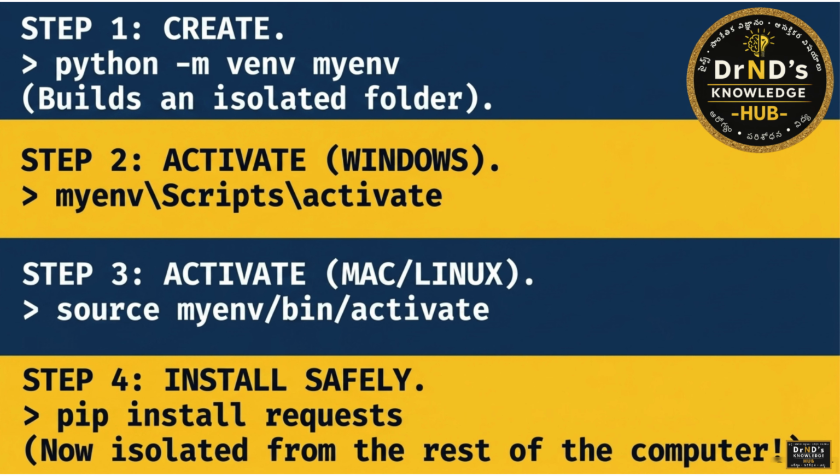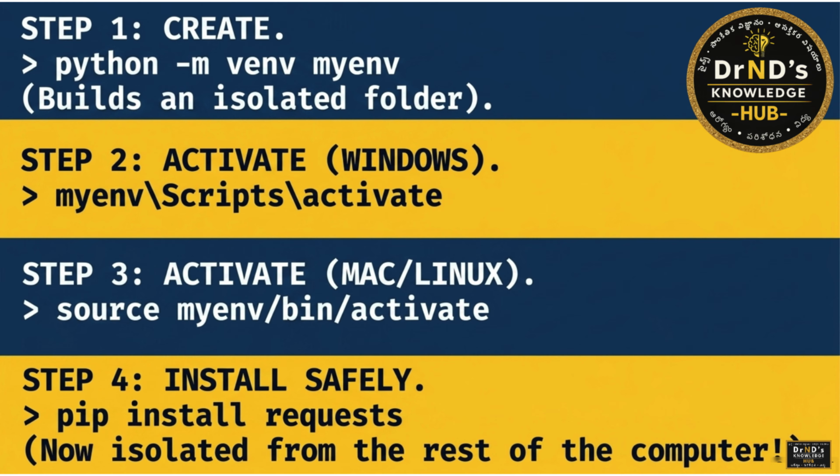Creating a virtual environment requires only a few commands. First, create the virtual environment using python -m venv myenv. This generates a separate folder containing an independent Python environment. Next, activate it. On Windows, we type myenv/scripts/activate. On Linux or macOS, the command is source myenv/bin/activate. Once activated, any package installed using pip remains inside this environment only.